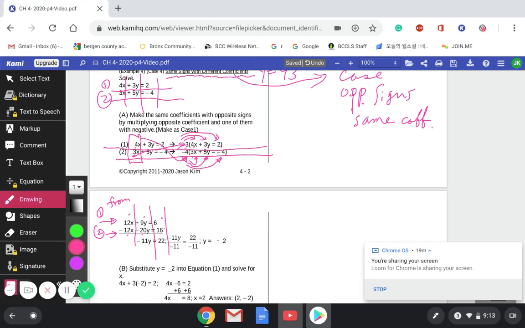So 12x plus negative 12x becomes 0x, so you don't write it. It cancels out. 9y plus negative 20y is negative 11y. 6 plus 16 is 22. So you end up with negative 11y equal 22. Now to solve for y, you always divide each side by the coefficient of y, the letter. So negative 11, negative 11. So this cancels out to 1.